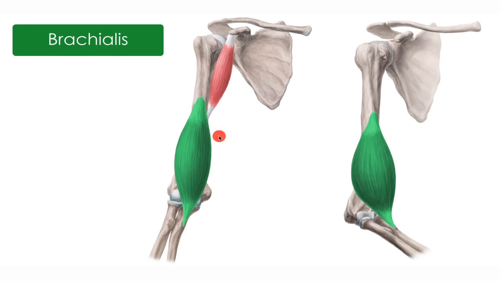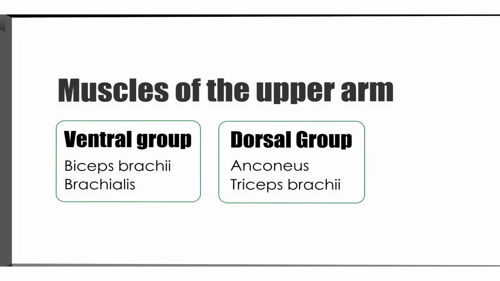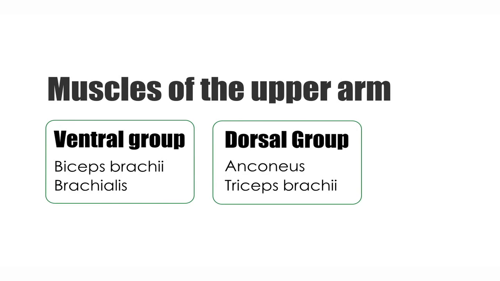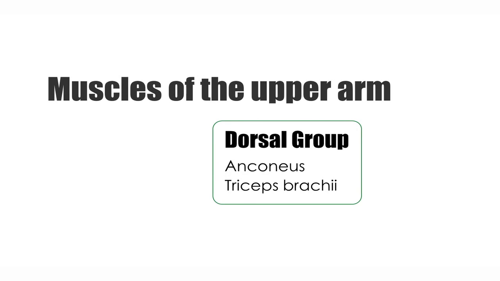Now, the brachialis originates right here on this point that you can see from the distal half of the anterior portion of the humerus and also the medial and lateral intermuscular septum. Now, it goes all the way to insert right at this point here on the ulnar tuberosity. Taking a second look at the list of the muscles of the upper arm, we just concluded the ventral group and are going to move on to the dorsal group.